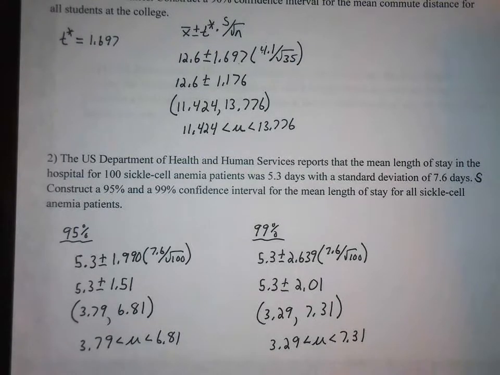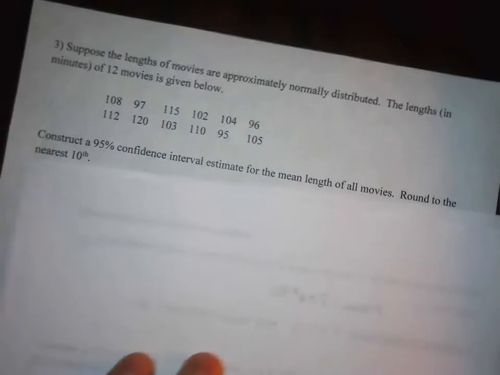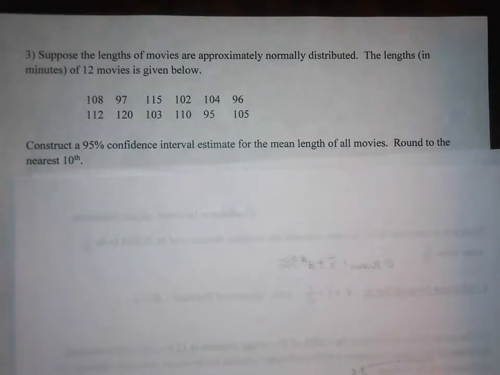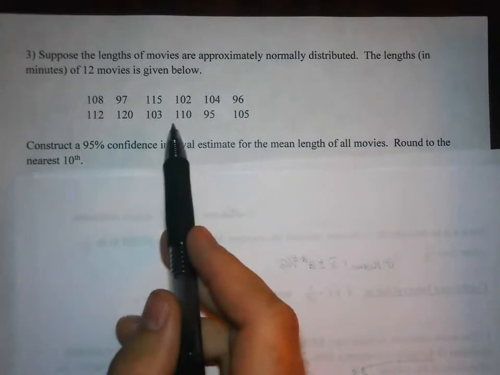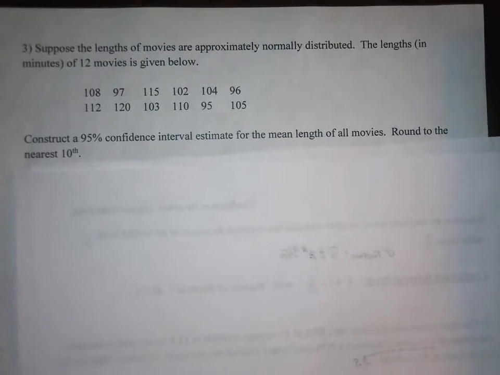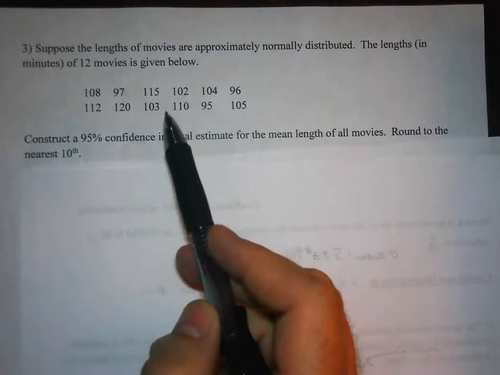Okay, now the other kind of question that we get on these is, rather than reading a question and it tells you the mean is this and the standard deviation is that, now you're just given a list of data. So this is another way you can be presented the information. Rather than me telling you the mean and standard deviation, now you have to find it yourself.